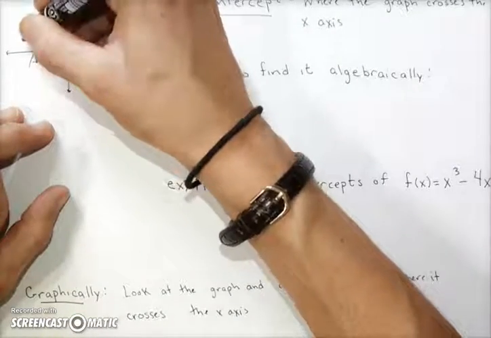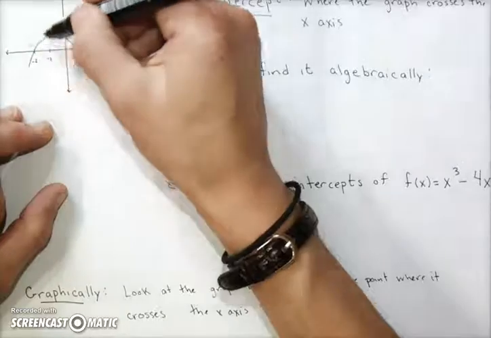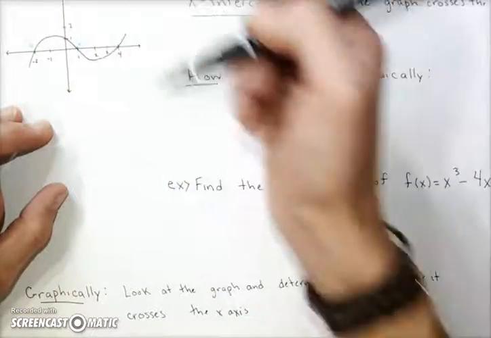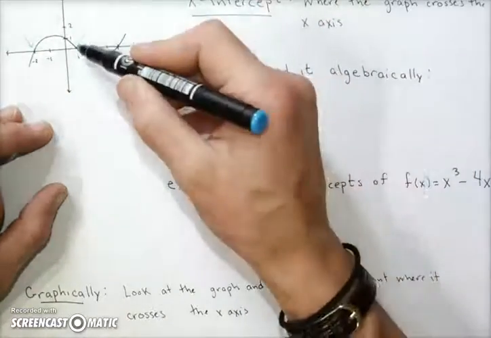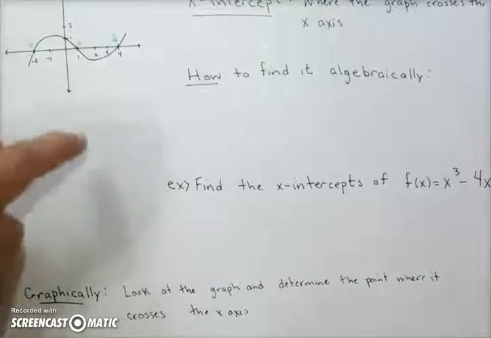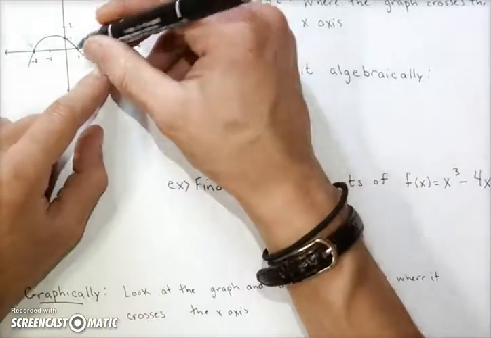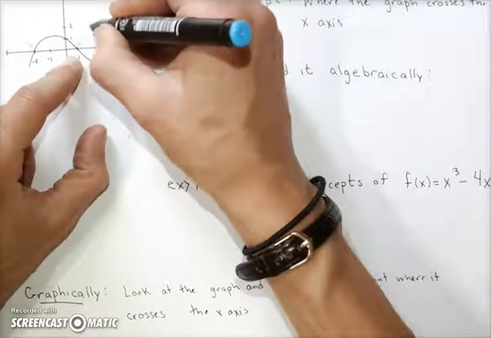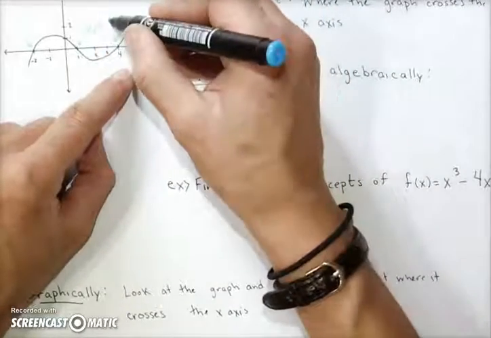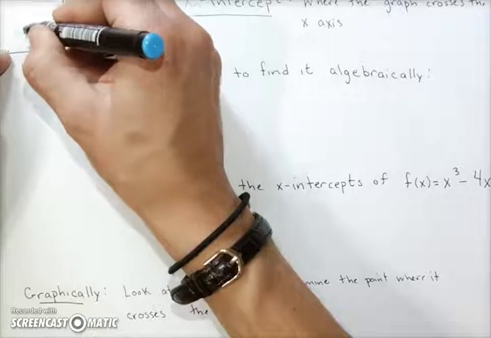So here's one place where it crosses the x-axis. Then we continue along the graph. Here's another. Continue going, and it crosses once more. So the x-intercepts are just the coordinates of these points. So this one is at 1, 0. This one's at 4, 0. And this one's at -2, 0.